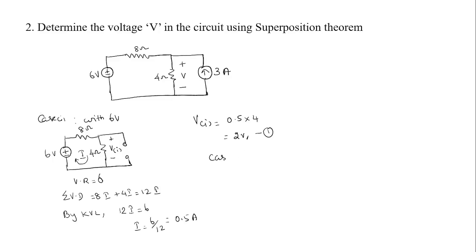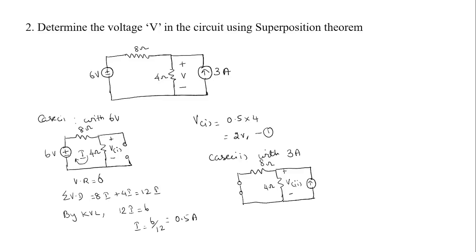Next we will consider case 2. In this case we make the voltage source 0 and find the voltage across the 4 ohms resistor using the 3 ampere source. To make the voltage source 0, we have to short circuit it. The remaining things are the same. Here it is 8 ohms, and this remains the same 4 ohm, and the voltage is assumed as V2. The current source remains the same.